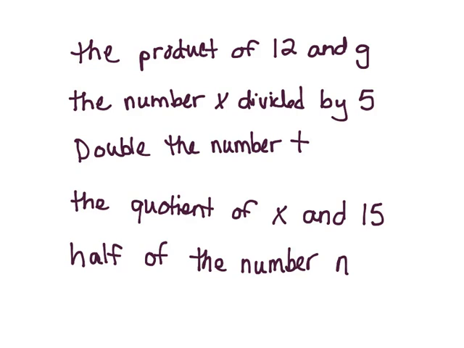Okay, the first one says the product of 12 and g. Well, what does product mean? It means multiply, so I'm going to multiply 12 and g. So you're going to say 12g. Or you can say 12 times g, but you're really going to see it like this most of the time. Okay, the number x divided by 5. Okay, so x divided by 5. Again, you can also do it like this, x over 5 with a fraction bar.